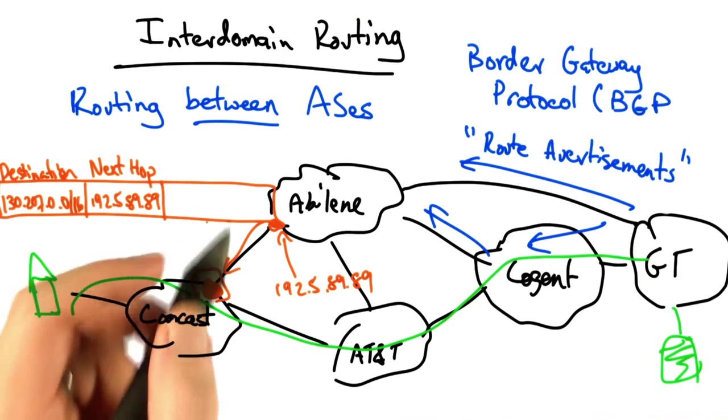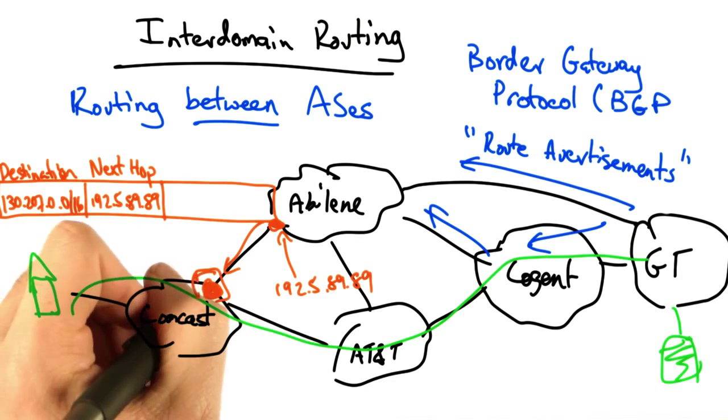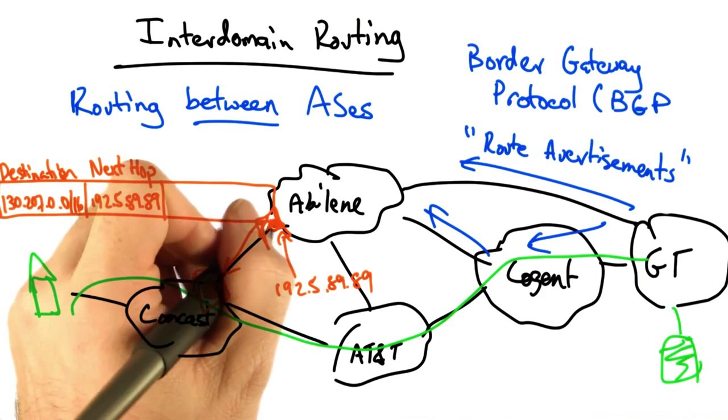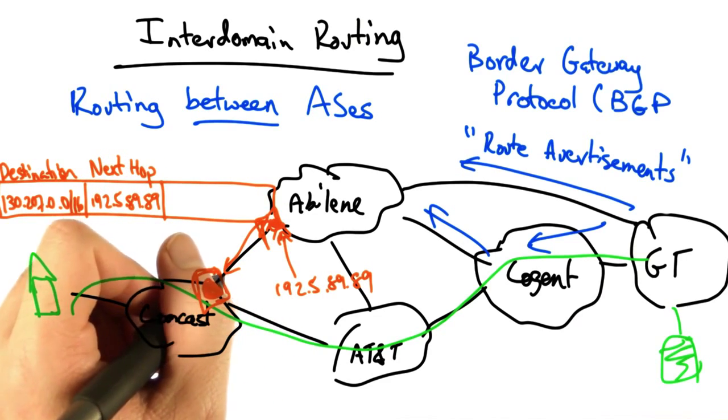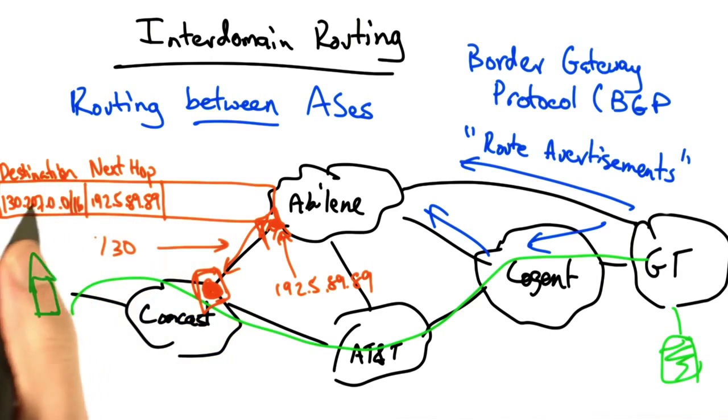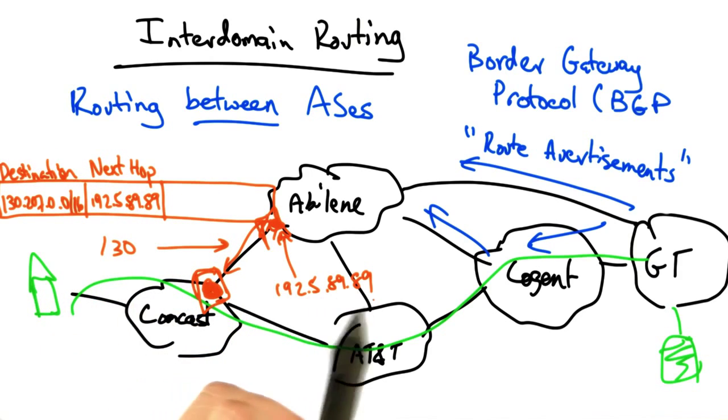And the Comcast router knows how to reach that next hop IP address because its border router and the border router in the neighboring AS are on the same subnet. Typically, this might be a /30 subnet. Therefore, this IP address is reachable from the Comcast border.